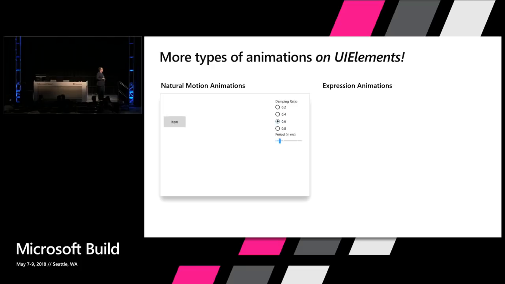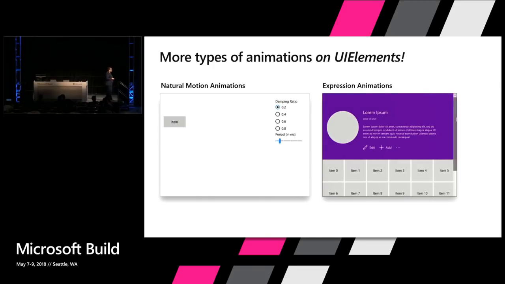Real practical examples of that, here's natural motion animations on a button. So it's a spring animation, there's a damping ratio, a period of the dampening, and you can kind of see that very natural feel that you can get to the UI. It's much more physical. Using that.